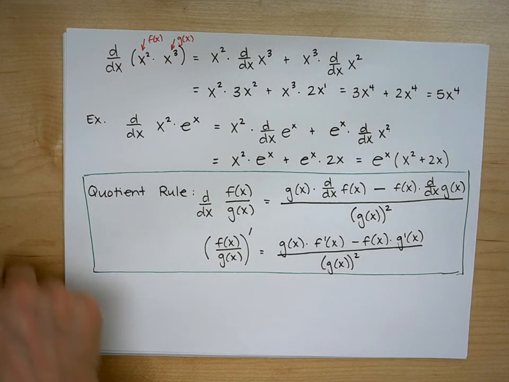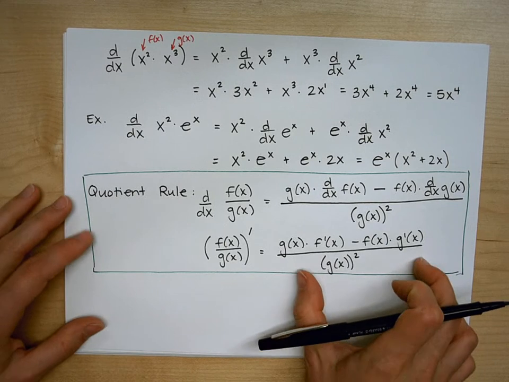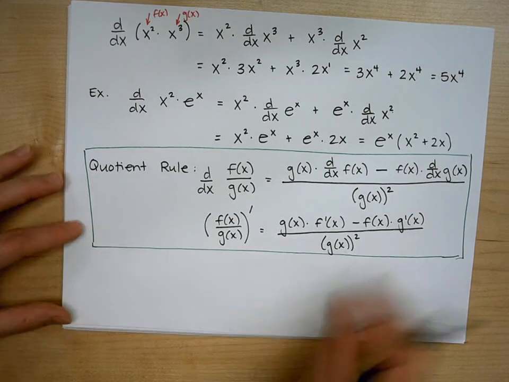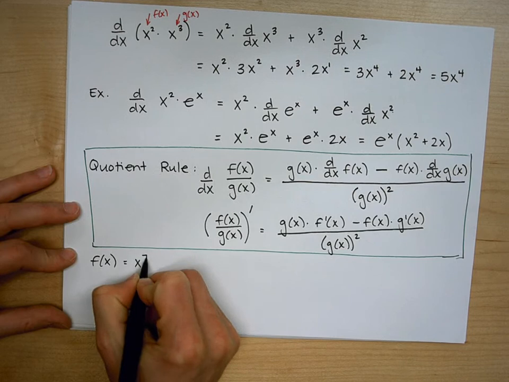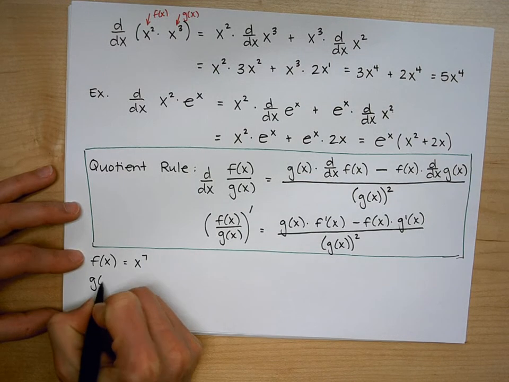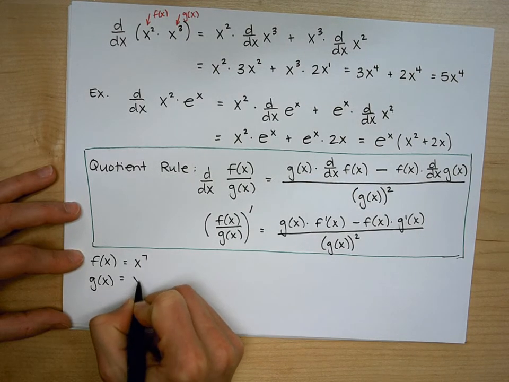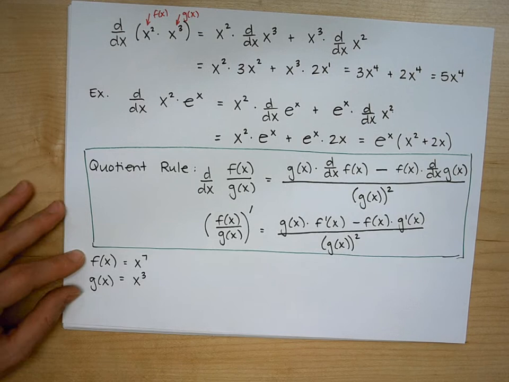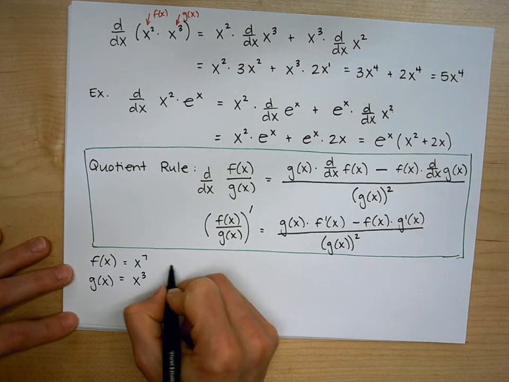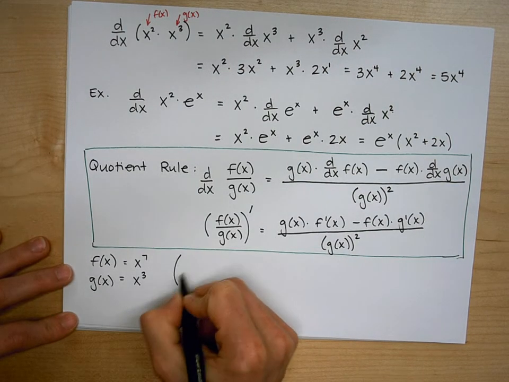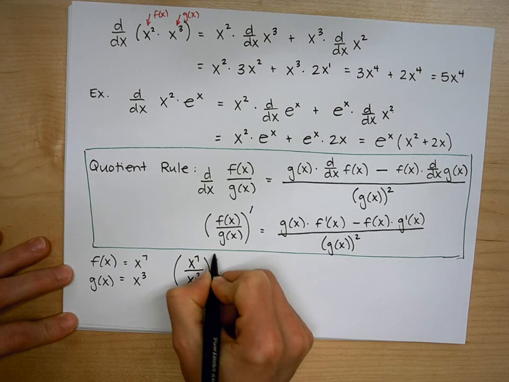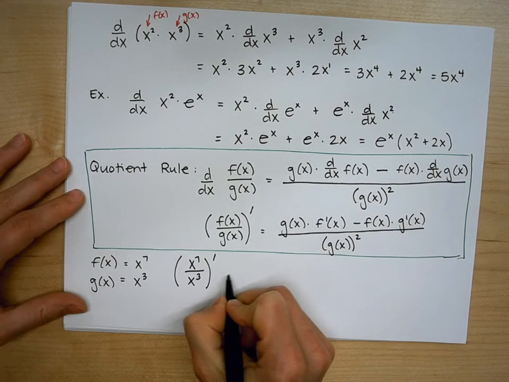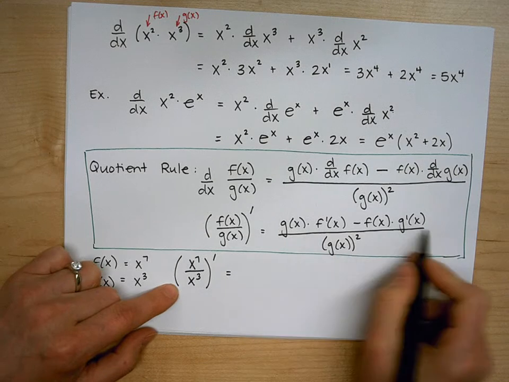Okay. Let's go ahead and verify this a little bit also. So let's pick two functions. Maybe the function x to the 7th for f, and maybe x cubed for g. Okay, so that means that I want to take the derivative of x to the 7th over x cubed. So I'll say prime. And let's see what we end up getting when we use the quotient rule.